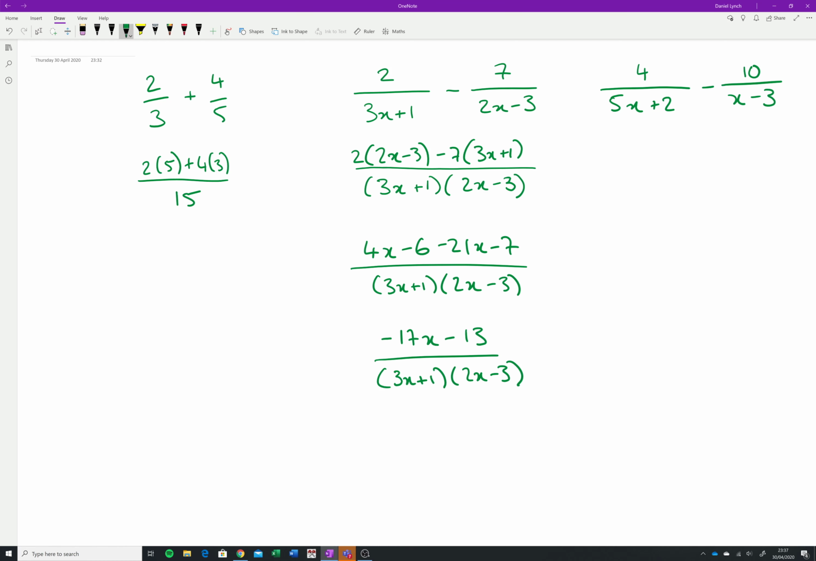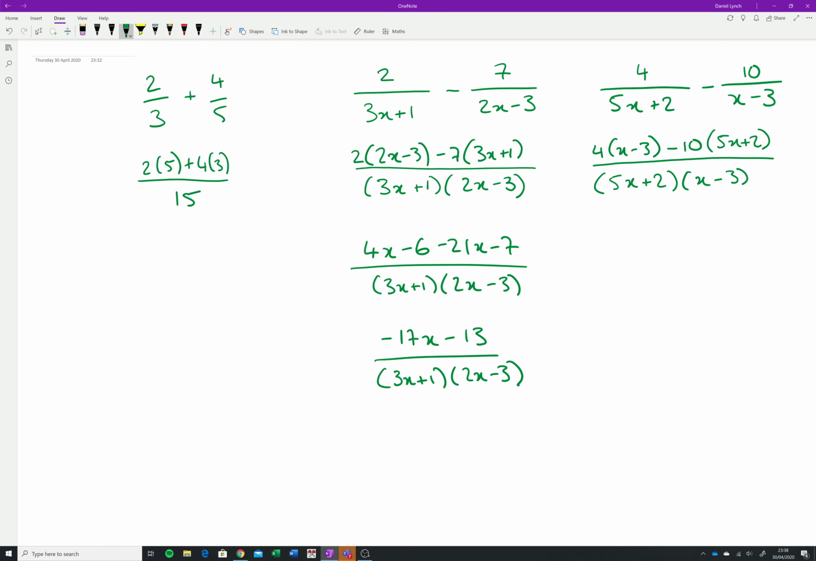Okay, let's do that. So we get a common denominator, 5x plus 2 times x minus 3. So we take 5x plus 2 and we divide it into the denominator, and we're left with x minus 3. So we have 4 amounts of x minus 3. We do the same thing over here. We divide x minus 3 in, and we have an answer of 5x plus 2 when we divide it in. So we have minus 10 amounts of 5x plus 2.